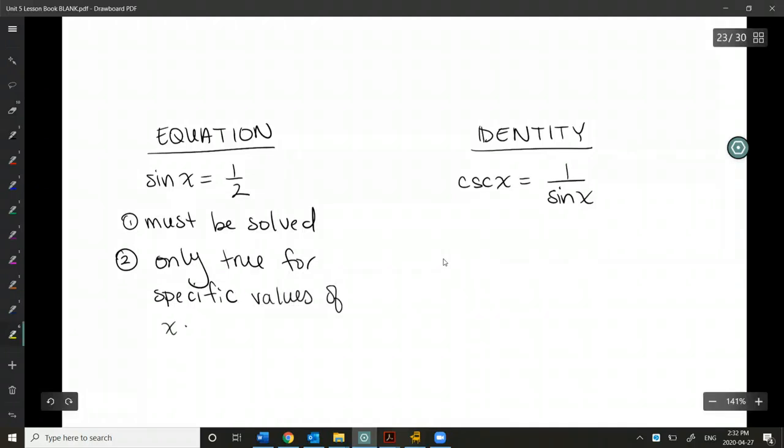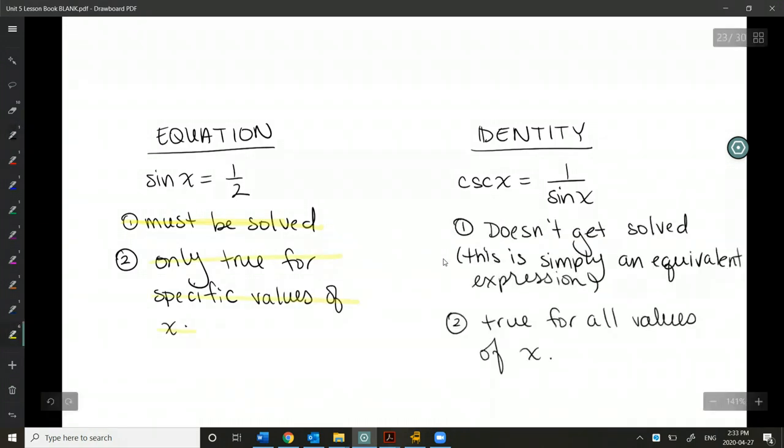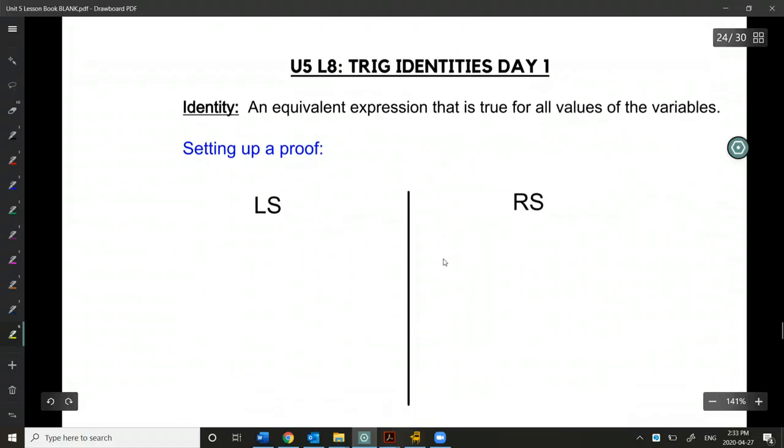So like I said, an equation has to actually be solved, and it's only going to be true for some specific values of x. And our identity on the right doesn't need to be solved. It's simply an equivalent expression, and it's true for all values of x, no matter what value of x I choose. So now that you know the difference between an equation and an identity, we're going to move forward to some other important information to know before we actually get into proving trig identities.